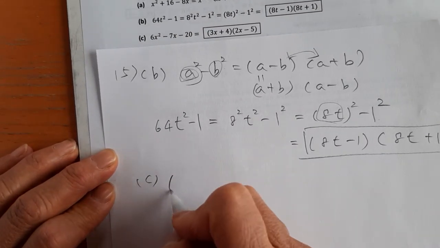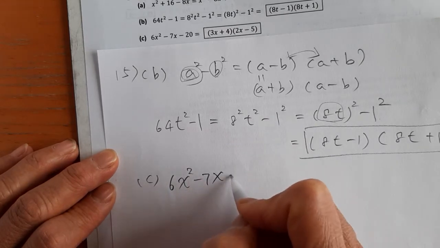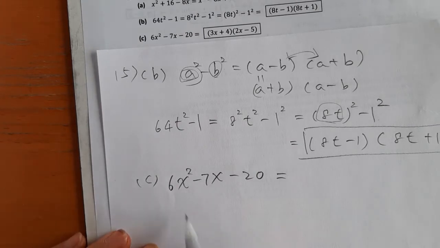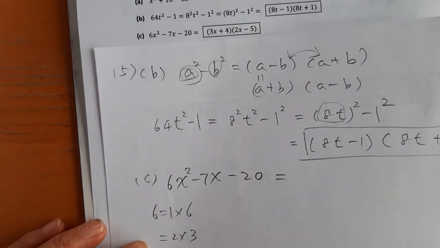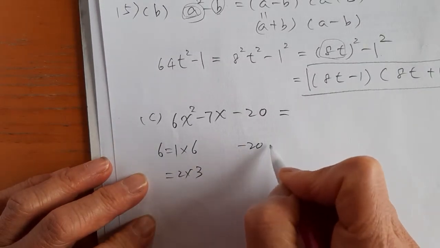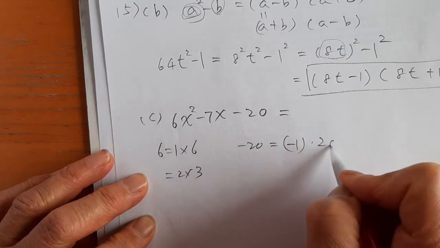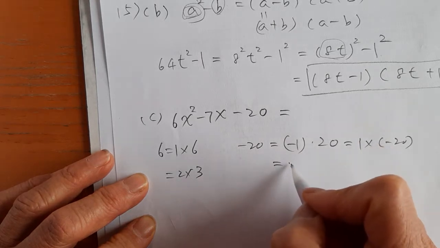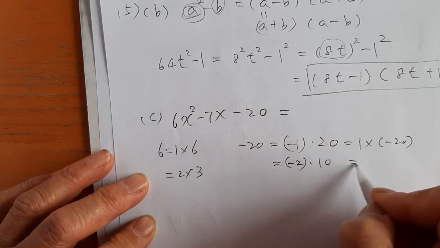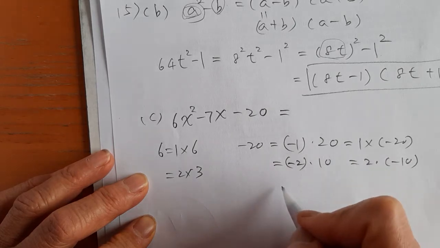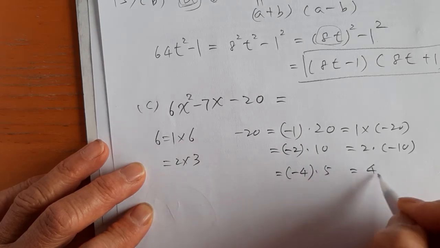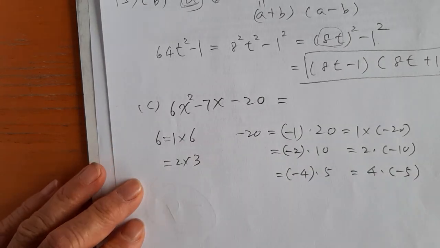15C, it's 6x squared minus 7x minus 20. Now you can use the trial and error method. 6 you can factor as 1 times 6 or 2 times 3. And the negative 20, you can factor as negative 1 times 20 or 1 times negative 20, and negative 2 times 10 or 2 times negative 10, or negative 4 times 5 or 4 times negative 5. That's all of it, no more.